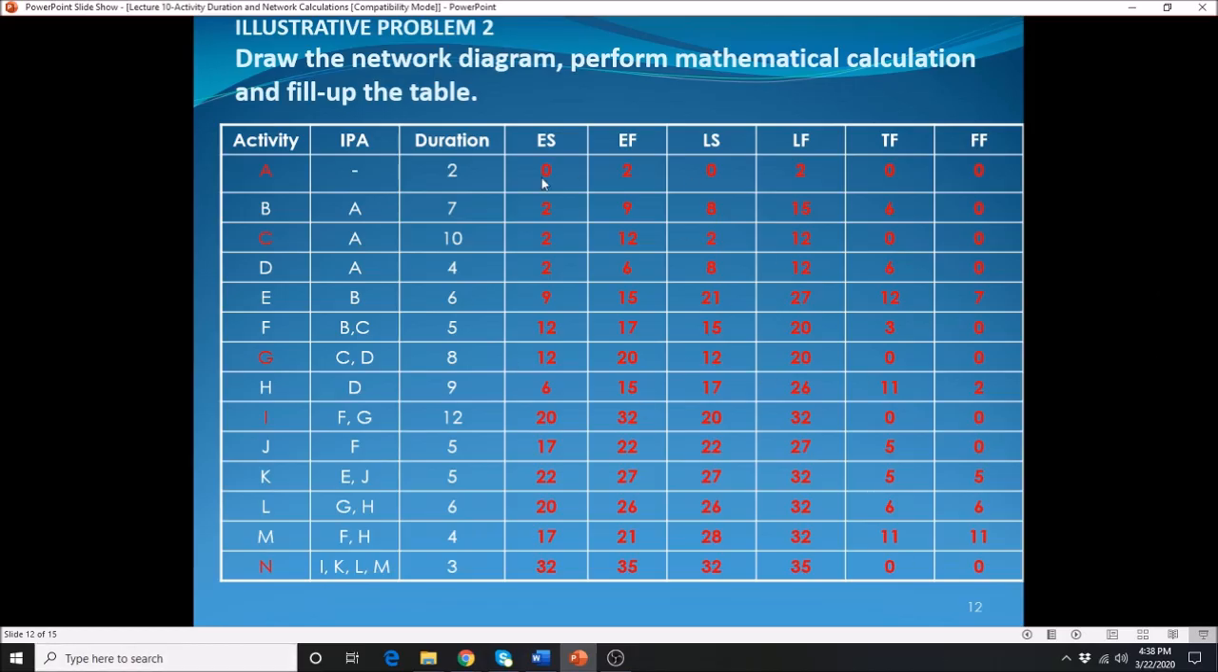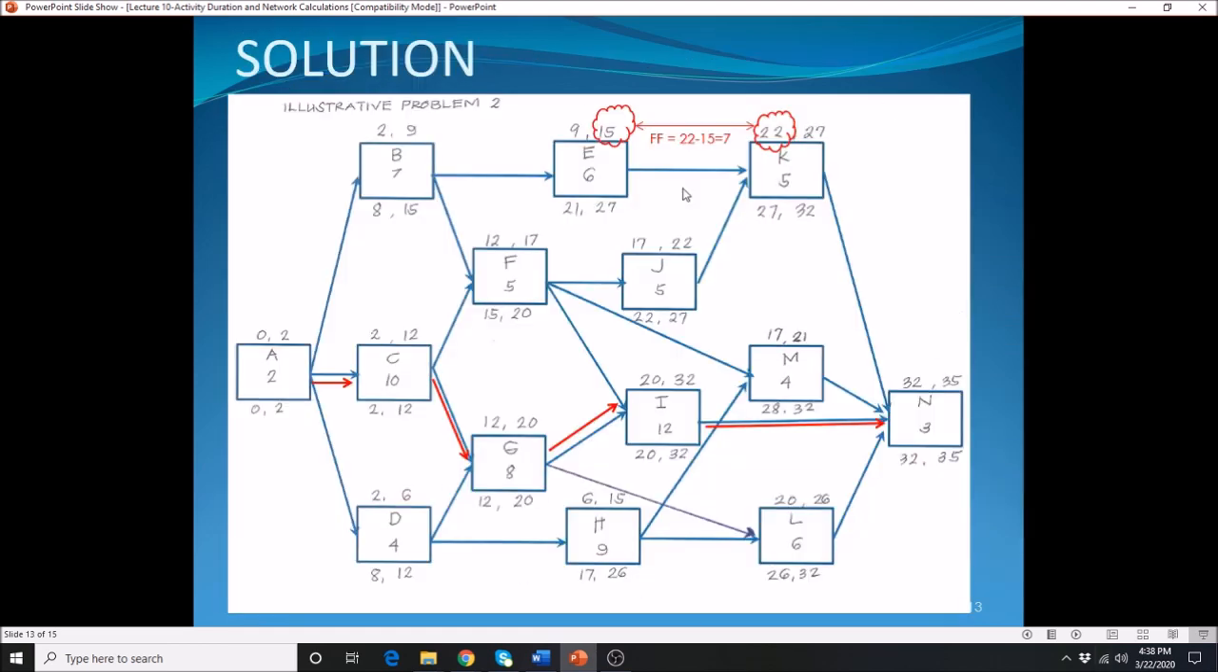Alright, so in this particular problem, problem number 2, we are now going to draw the network. We are going to perform the mathematical calculations and fill up the table. So the first thing you're going to do is draw a network diagram before you can complete this table. To draw that, this is how it looks.